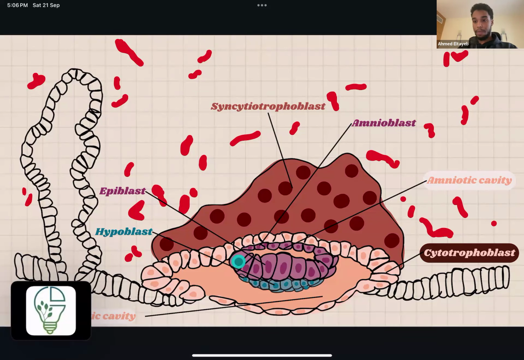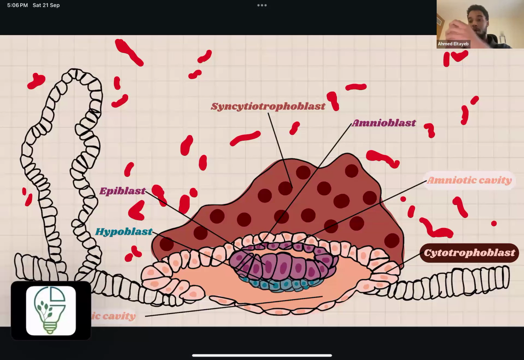Now, the epiblast, we said, is above the hypoblast. But on day 8, the epiblast begins proliferating. It begins proliferating, but it cannot move down. Why? Because there's a hypoblast below the epiblast. So the cells of the epiblast move up. They start proliferating up, and they attach, they make like a roof. They attach to the cytotrophoblast, okay?